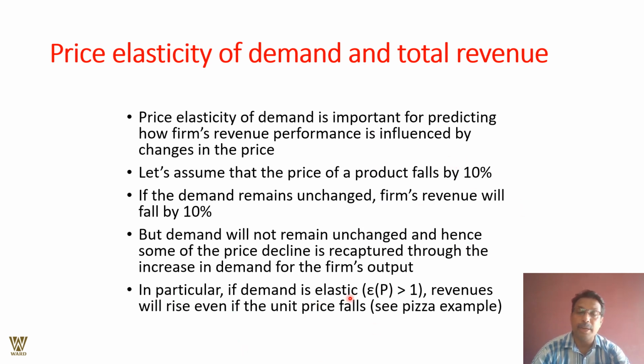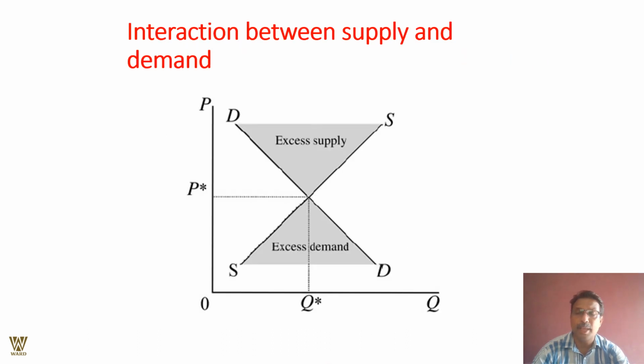In particular, if demand is elastic, which is more than one, then revenue will rise if the unit price falls. More revenue need not mean more profit, but that is how you are looking into it. Take the example of anything that goes above the point of equilibrium. Beyond this point, it is excess supply. Below this point, we have less supply and more demand. That's an excess demand. This is the point of equilibrium where they interact.